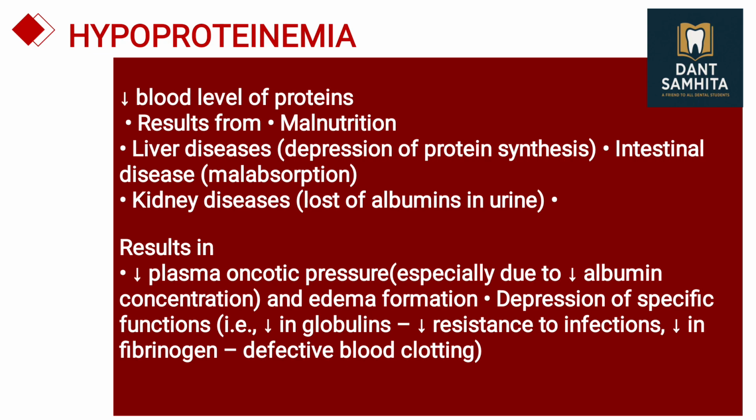Depression of specific functions will also happen: reduction in globulin will reduce your immunity, that is, reduction in the resistance to infection, and reduction in fibrinogen will cause defective blood clotting. So this is a very clear picture: when the protein level goes down, it mainly goes down because of malnutrition, liver disease, intestinal diseases, malabsorption, kidney diseases, and loss of albumin in the urine, which results in reduced plasma oncotic pressure, especially due to reduced albumin concentration, and edema formation, depression of specific functions, that is reduction in globulin, reduction in the resistance to infections, and reduction in fibrinogen, that is, defective clotting.